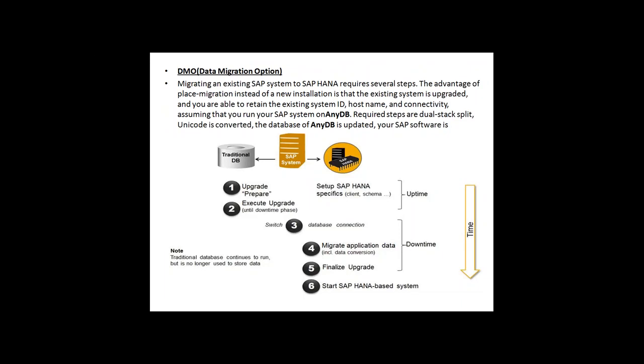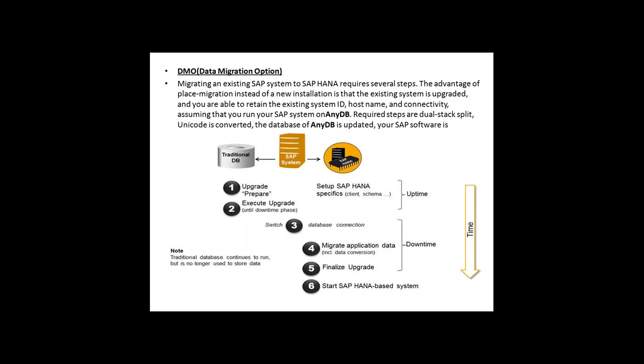Now, if you come to the DMO option, Data Migration Option, migrating an existing SAP system to SAP HANA requires different types of implementation. There are three types of implementations. The advantage of in-place migration instead of new installation is that the existing system is upgraded. That means no need to run a different system in S4 application. You can migrate the data with the existing ERP to the S4 application by using the DMO option.